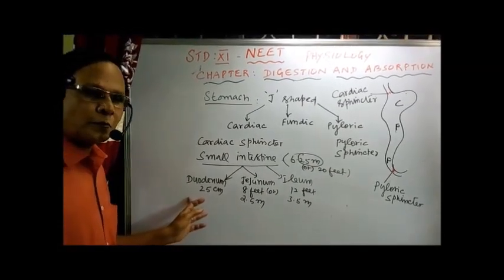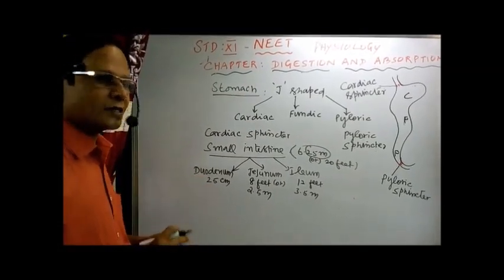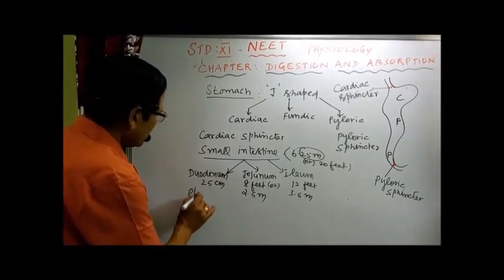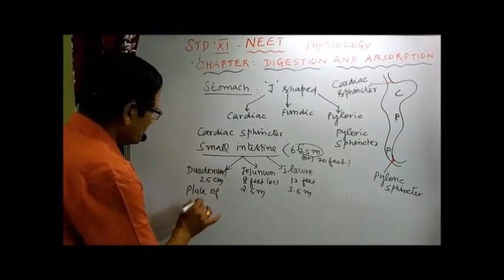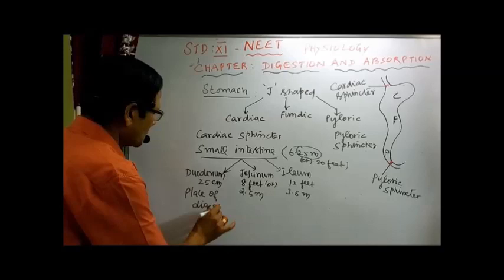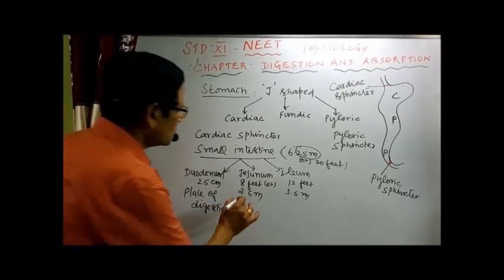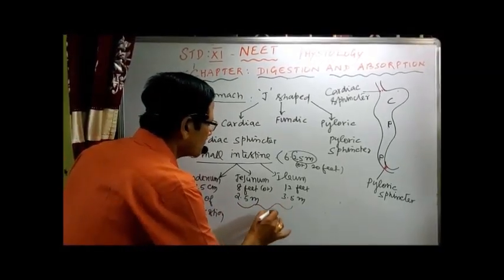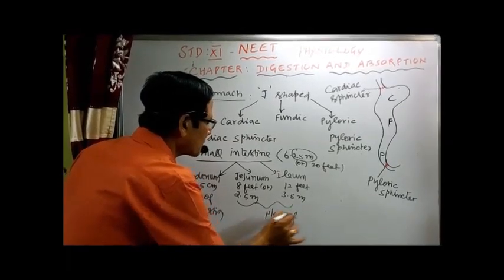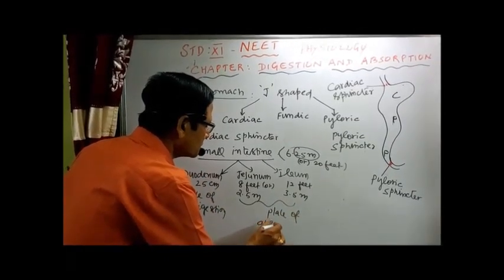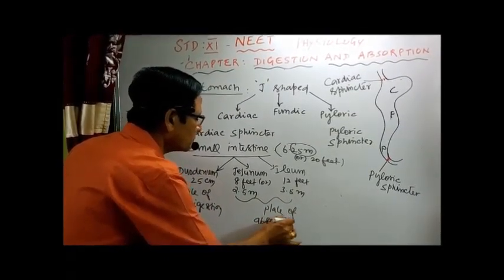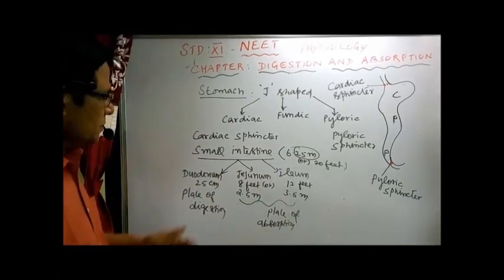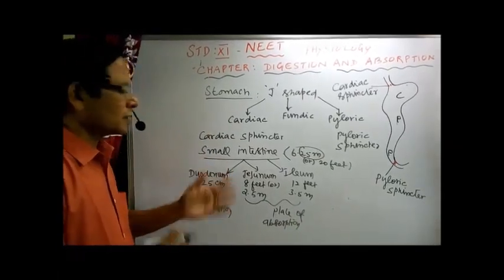Now the duodenum is a place of digestion. And these two, the jejunum and ileum, are mainly concerned with absorption. Okay, so that's about the small intestinal length.